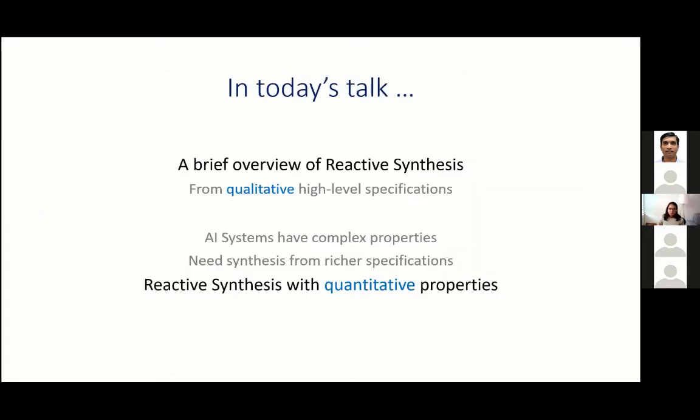In today's talk, I'll start with a brief overview of the existing work on reactive synthesis. Most existing work uses... I have a question here. Yeah, question. So you just started by saying the environment is uncontrollable, but then you say that you can specify it, okay?